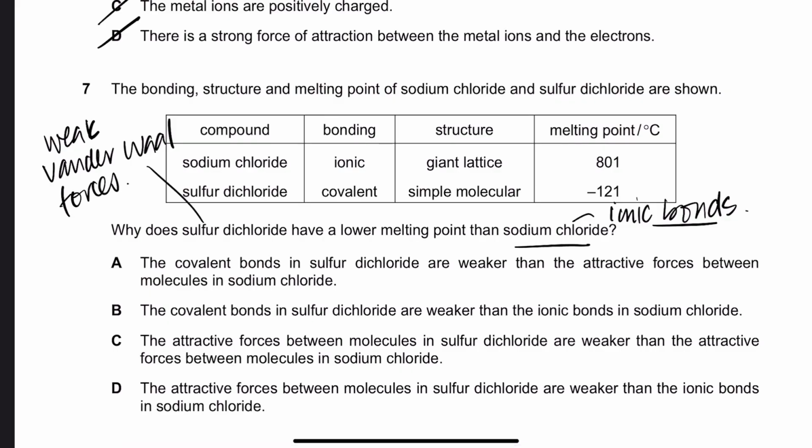Simple molecules. Why do simple molecules have a lower melting point? The reason for that was, between molecules they had weak intermolecular forces of attraction. Weak attractive forces between the sulfur dichloride molecules. So I can say weak van der Waals forces, or weak attractive forces, or weak intermolecular forces. That's the same thing. So if I look at my options, the covalent bonds in sulfur dichloride are weaker. No, the covalent bonds are stronger. What are weaker are the van der Waals forces, the forces of attraction between the sulfur dichloride molecules. Then it says the covalent bonds in sulfur dichloride are weaker. Again, they are very strong. The van der Waals forces between the molecules in sulfur dichloride are weaker than the attractive forces.